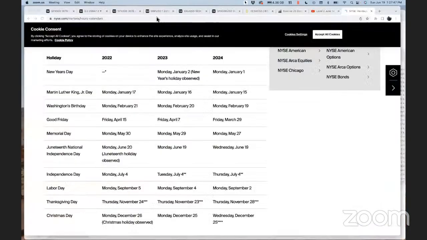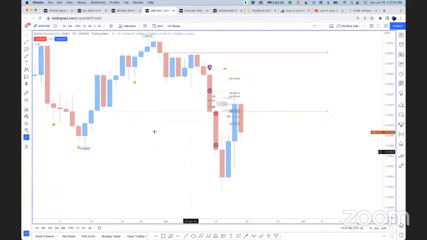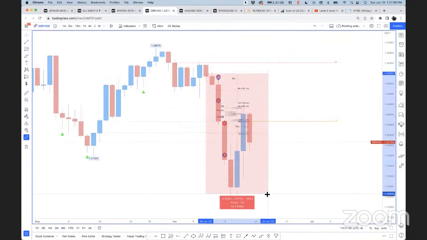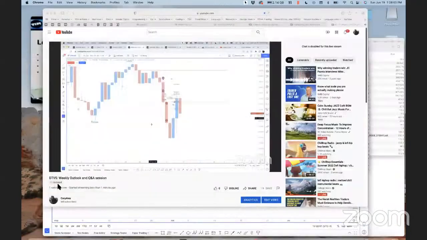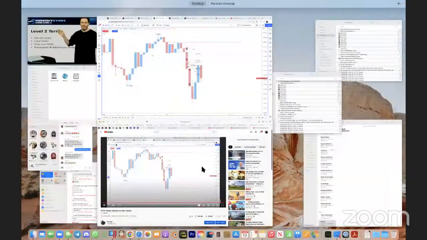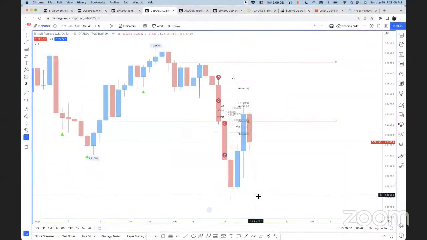Okay, so let's look at the GU dollar correlation first. And I'm going to get rid of this stuff so we can start from scratch. Let's look at GU. All right. Get rid of that stuff.